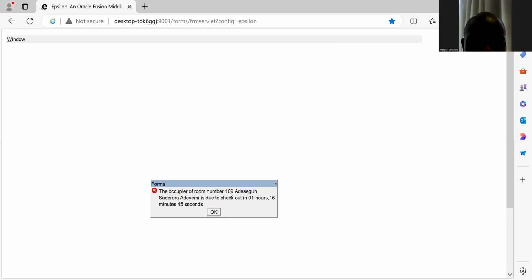The occupier of room 109, Adeshegun Shadewera Adeyemi, is due to check out in an hour, 16 minutes, 45 seconds time. My system time now is 10:43 p.m. and the checkout time in this hotel is 12 noon. So if you do that calculation, you can see that the system is correct. And if I come in again, I will do it again so that you see that there will be a change in this time.